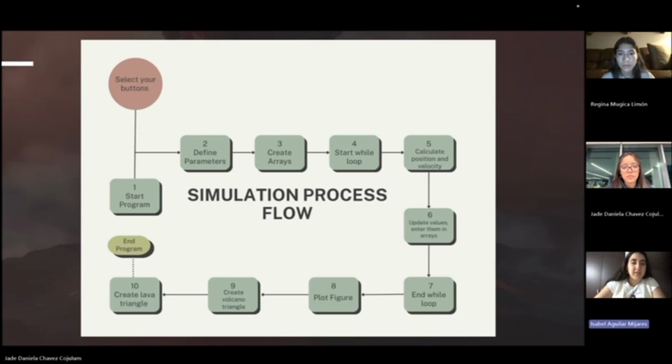The logic with which we made this MATLAB simulation and project was first selecting our buttons and starting our function, define the parameters, create the arrays that are going to store the values so we can have different points along the trajectory as Euler's method states, start the while loop to create set points, calculate the positions and the velocity, update the values and enter them into the arrays that we created, end the while loop, plot the figure, create a volcano triangle, after that create a lava triangle, and we end the program.